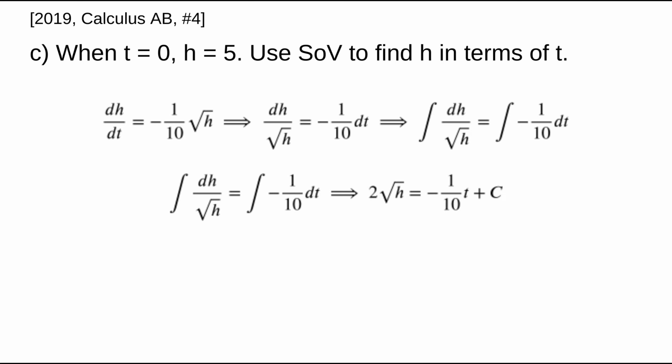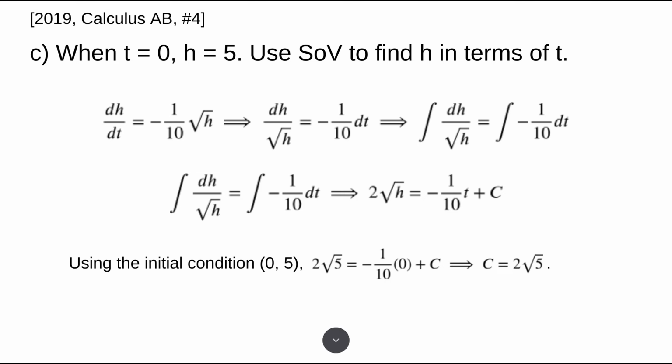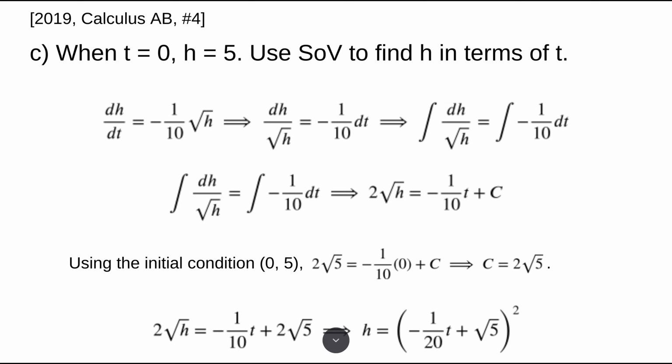After integrating both sides, we get 2 times the square root of h equals negative 1/10 t plus a constant. Using the initial condition that when t is equal to 0, the height of the water is 5, we get 2 times the square root of 5 is negative 1/10 times 0 plus the constant. This implies that the constant c is 2 times the square root of 5. Now that we know c, we can plug that back into our general solution and finish solving for h.